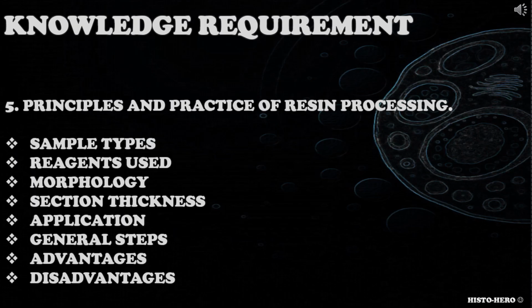Reagents that are used during resin processing, advantages of superior morphology resin processing offers, section thickness, specialized application of resin processing for EM, general steps of resin processing like fixation, dehydration, infiltration, embedding, polymerization, types of resins used, possible advantages and disadvantages when compared to routine FFPE processing in histology like technical complexity, staining approach, cost, time, safety, and so on.